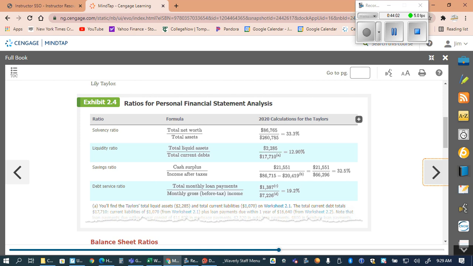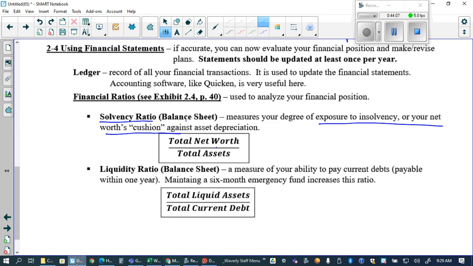Now let's go to the liquidity ratio. That's also from the balance sheet. This is a measure of your ability to pay your current debts. Current debts are which ones? Payable short term, within a year. So your liquidity ratio measures your ability to do that. And remember we talked about having an emergency fund? If you have a 6 to 9 month emergency fund, that will help this liquidity ratio because, by design, it's there to help you service debts.